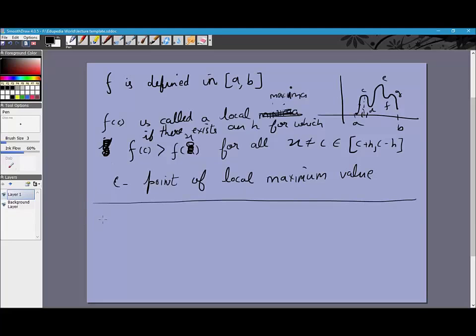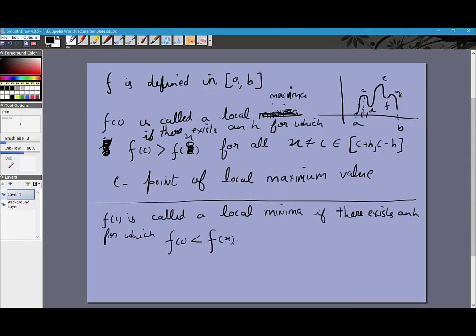Similarly, let's do for minimum. f of c is called local minima if there exists an h for which f of c is less than f of x for all x not equal to c but which belong to c minus h and c plus h. So this is the one difference between points you need to remember.